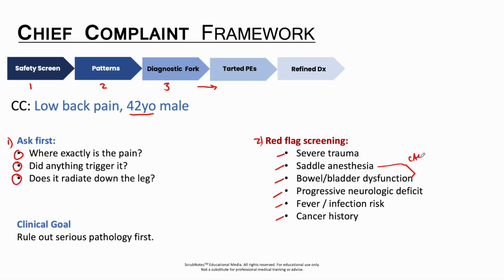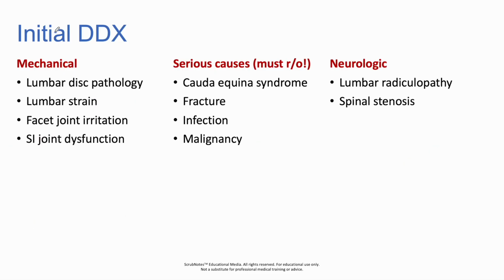These findings could indicate serious pathology. For example, saddle anesthesia or bowel and bladder changes raise concern for cauda equina syndrome. So before anything else, we make sure there are no dangerous causes of back pain. This is our starting differential list for low back pain.